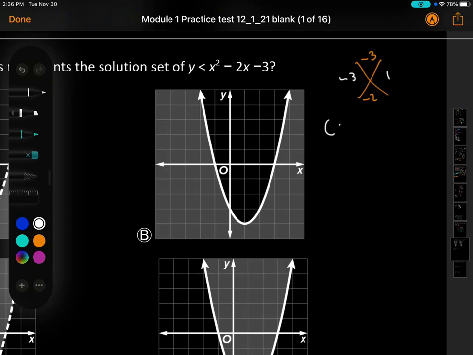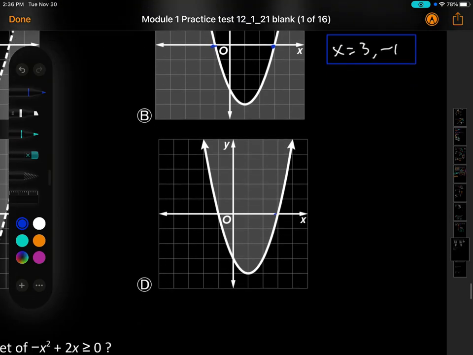Right? And so I have x minus 3 and x plus 1, and then you set it equal to 0, you're going to have 3 and negative 1. So we already knew that because all of them are at 3, negative 1. Do you see this?